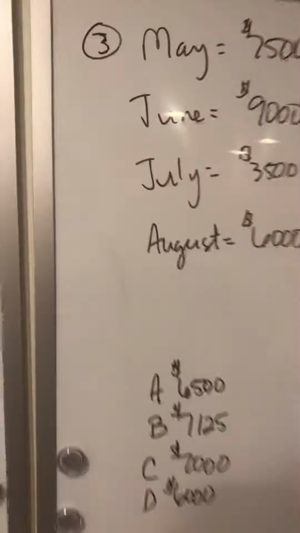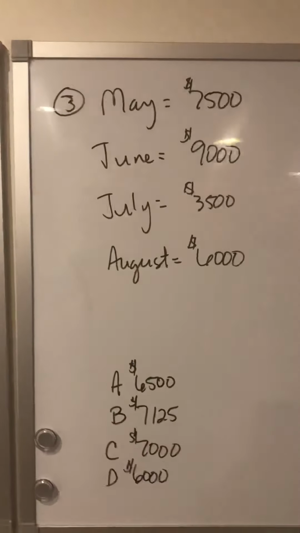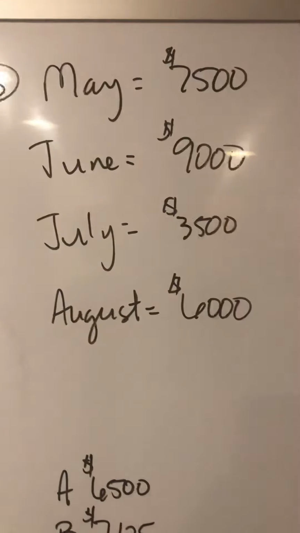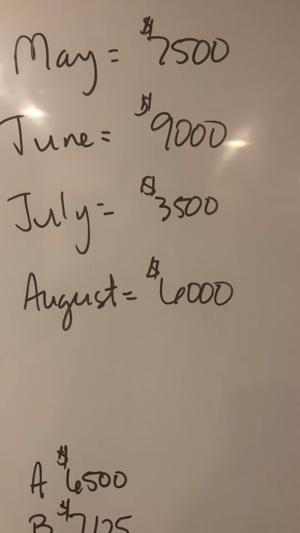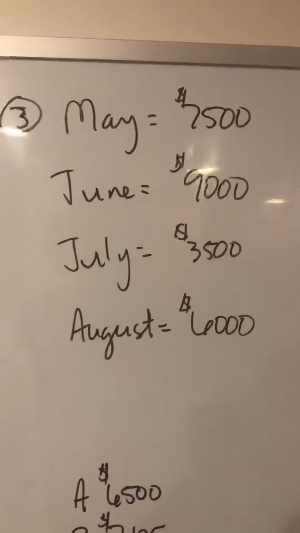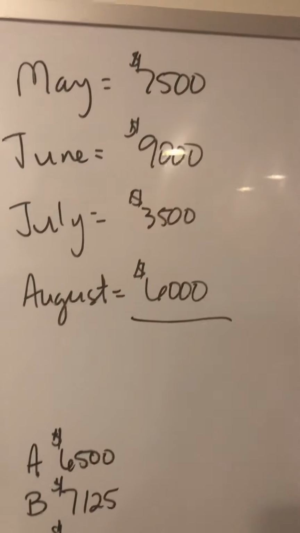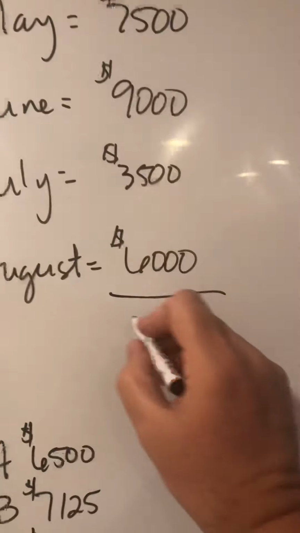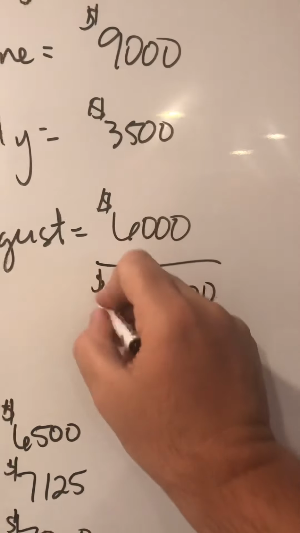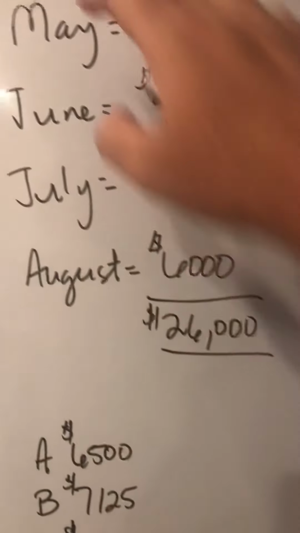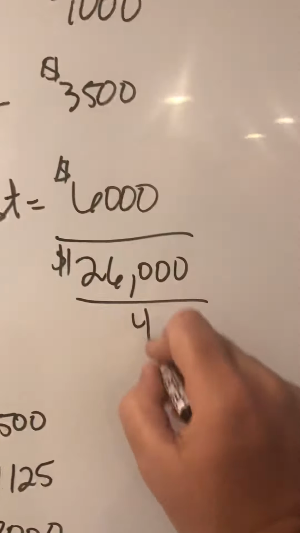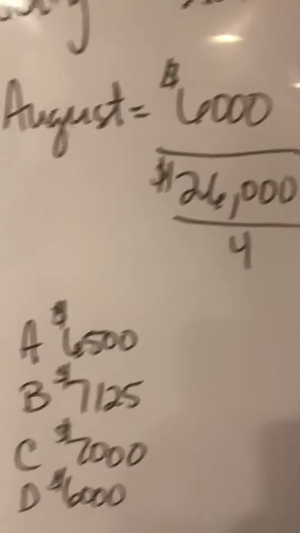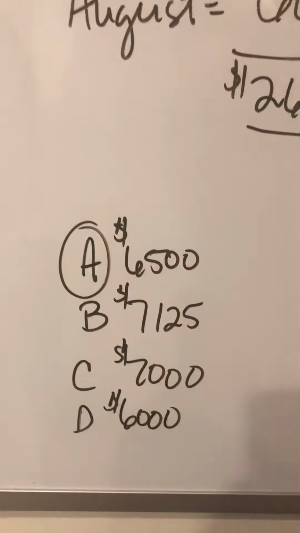Next one, you had to interpret a graph. They wanted to know what's the mean of the profits. Well, for May, they made about 7,500 in the graph. June, 9,000. July, 3,500. August, 6,000. So we want to add up all of our profits. So that's 7,500, 16,500, 20,000, that's $26,000, divided by how many months there were? 4. When you do that, you get right around $6,500. And if you notice, that answer is A.